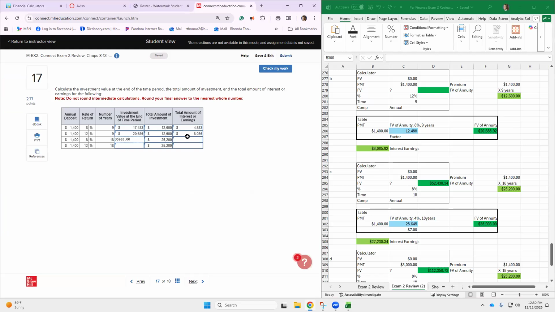There it is. I'm going to subtract that total investment amount. Let me make sure I'm doing this right. Hang on, I've got to make sure I'm looking at the right place. All right, yeah, 52,430.34. I'm going to subtract 25,200, and then I have interest earnings of 27,230.